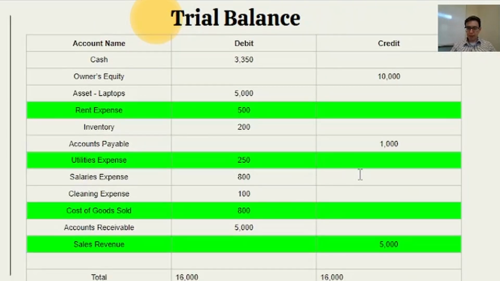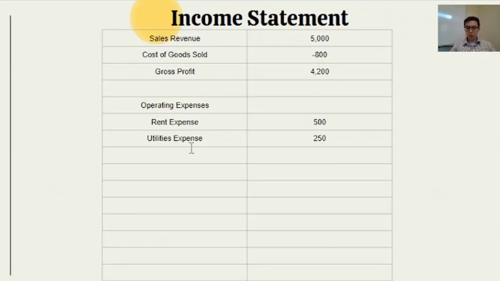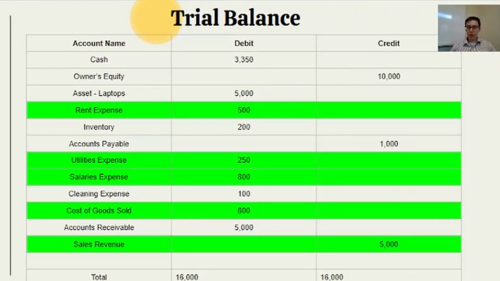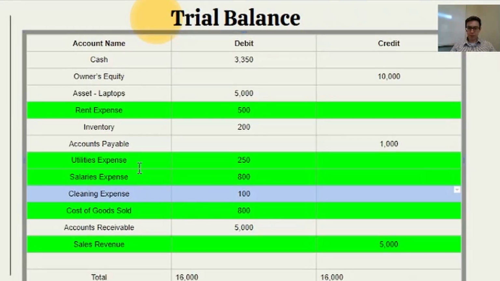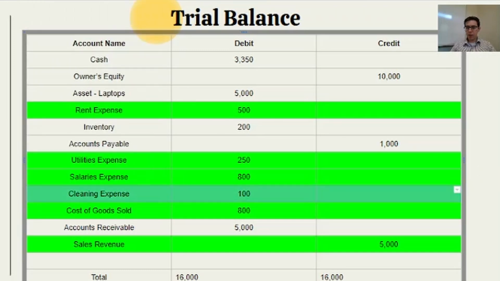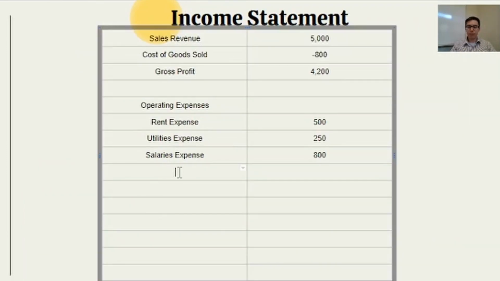Then salaries expense for $800. And I'm going in order from top to bottom, but there really is no incorrect way to do this. You could put them in any order. Cleaning expense from Kevin's Chili. Okay, and that looks like our last one. We are just left with cash, owner's equity, assets, inventory, accounts payable, and accounts receivable. Those are all balance sheet accounts.